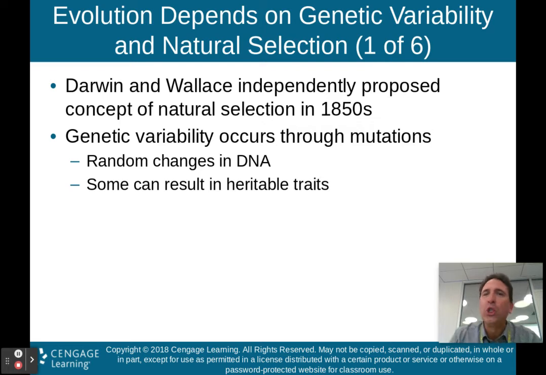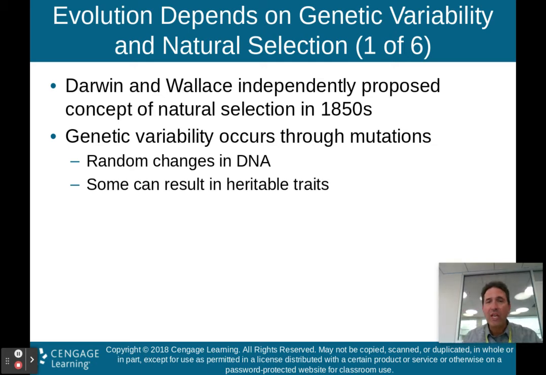All right, so evolution depends on genetic variability and natural selection. We did talk about genetic variability and natural selection a bit in part 1. We're obviously going to talk about it more right now. So Darwin and Wallace independently proposed the concept of natural selection in the 1850s. We all know about Darwin. We kind of forget about Wallace, and Wallace was also on a parallel path to Charles Darwin, doing the same thing. So both of them independently proposed this idea of natural selection.